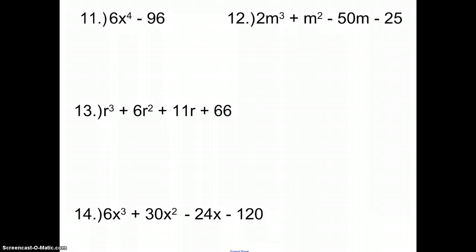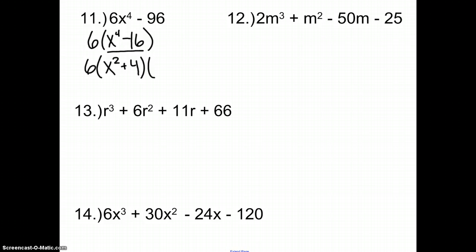Number 11, we have 6x to the fourth minus 96. For this problem, I can factor out a 6. Then I have x to the fourth minus 16. And I can break up x to the fourth minus 16 into x squared plus 4, x squared minus 4. Square root of 16 is 4, which is plugged in here. Square root of x to the fourth is just x squared, and I rotate my signs with a positive and negative and get our solution.